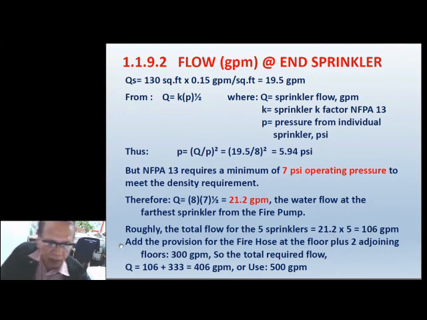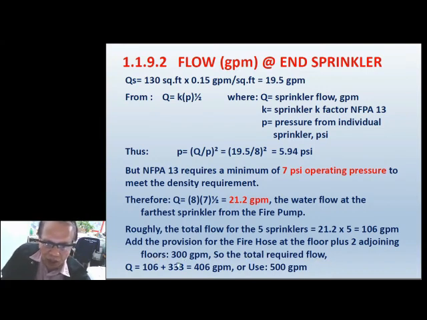And then, because you also need to provide for a fire hose on the same floor of the sprinkler, assuming the fire hose is, let's say, 200 GPM, or 300 GPM, because you have to provide at least the provision for a fire hose at the floor plus two adjoining floors, so 300 GPM.